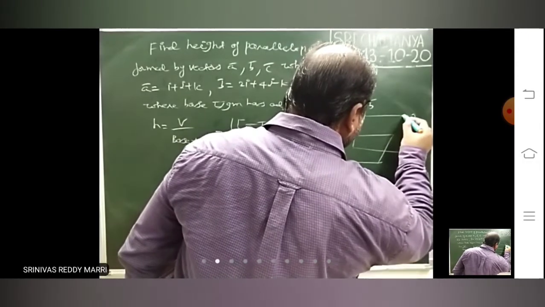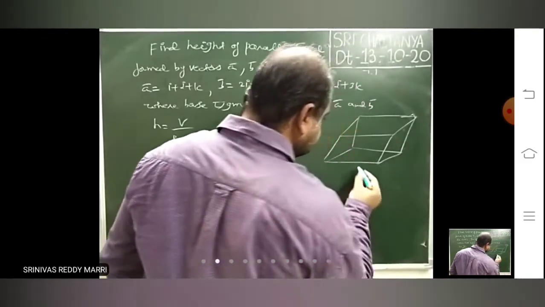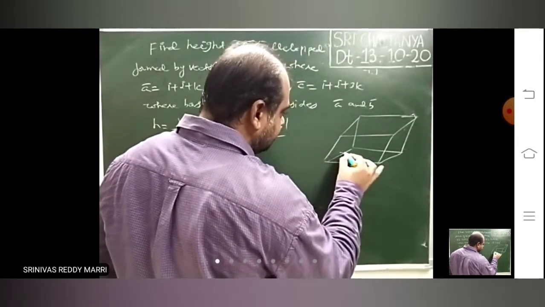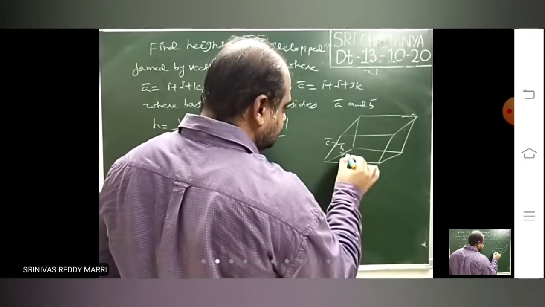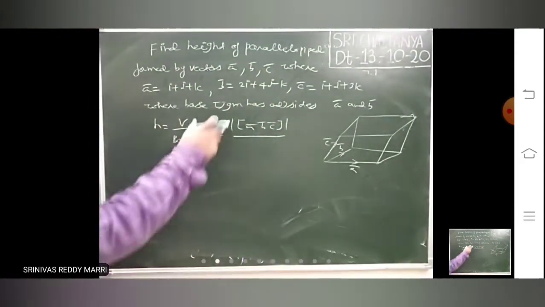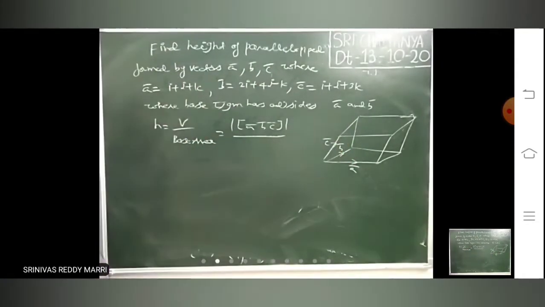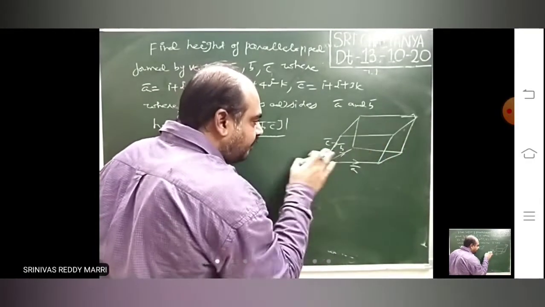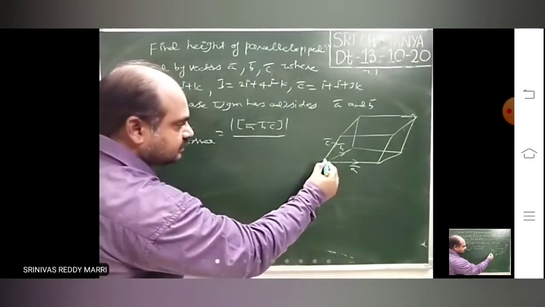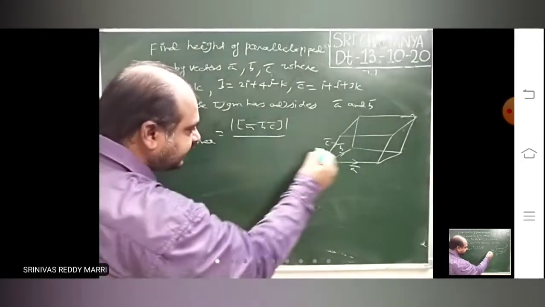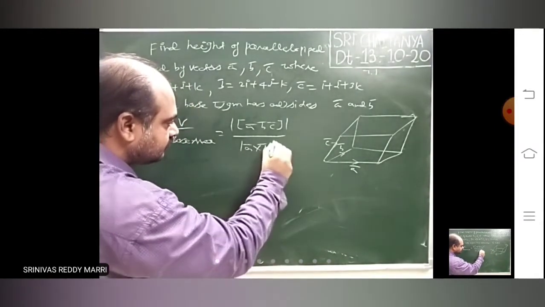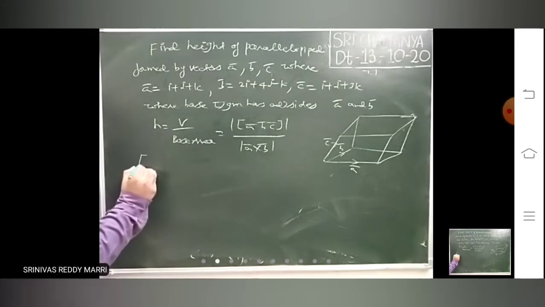Formed by means nothing but coterminous edges. Formed by the vectors means they will be coterminous edges. Then only the parallelogram will be formed. So this is taken as base. They will be formed by three non-coplanar vectors. This is called the parallelepiped formed by A bar, B bar, C bar. Right? So divided by base area means AB taken. So this you can calculate easily.